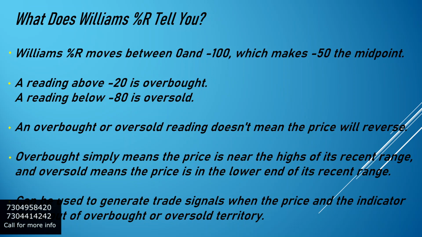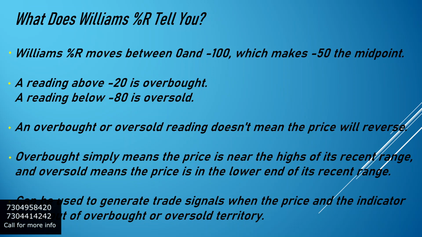Traders can also watch for momentum failures. During a strong uptrend, the price will often reach minus 20 or above. If the indicator falls and then can't get back above minus 20 before falling again, then the signal defines upward price momentum is in trouble and a bigger price decline could follow.